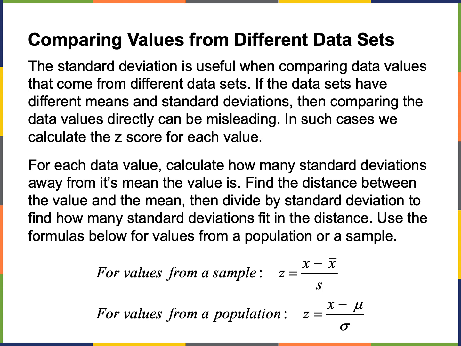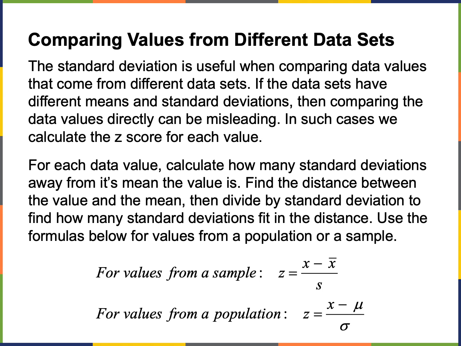In other words, for each data value, we're calculating how many standard deviations away from the mean its value is. So instead of counting the actual physical score, we're saying, how many standard deviations away from the mean is this score? And when we do that, that number, the distance, or in other words, the number of standard deviations away from the mean, is called a z-score.